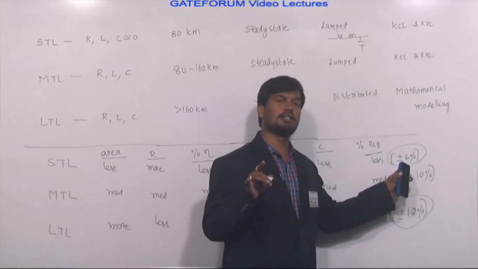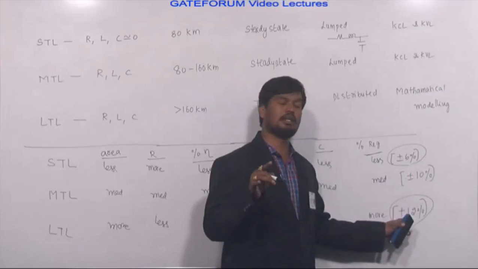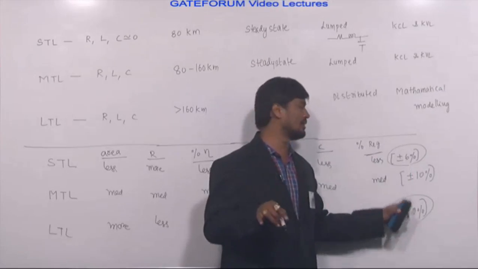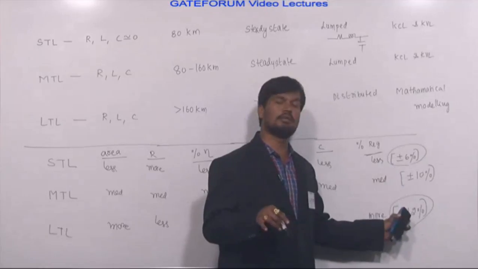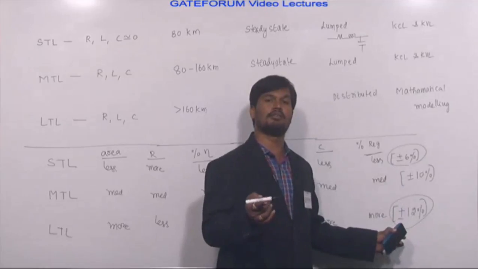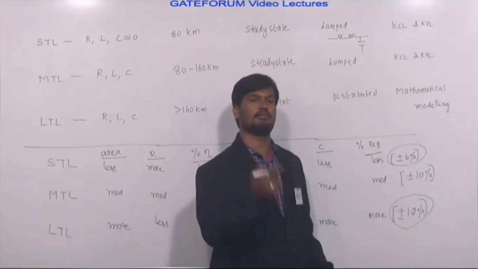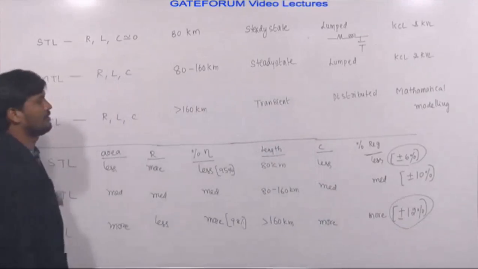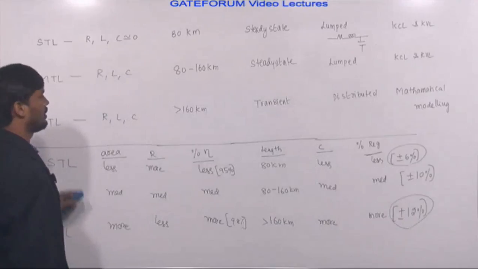Short transmission line regulation is less. Long transmission line regulation is more. Therefore, the performance of long line is worse than short line. Anyhow, we are transferring power in long lines. That is the reason why we have to improve the performance of long lines. That's why the power system syllabus is extended. So, this is the analysis of short line, medium line and long line.